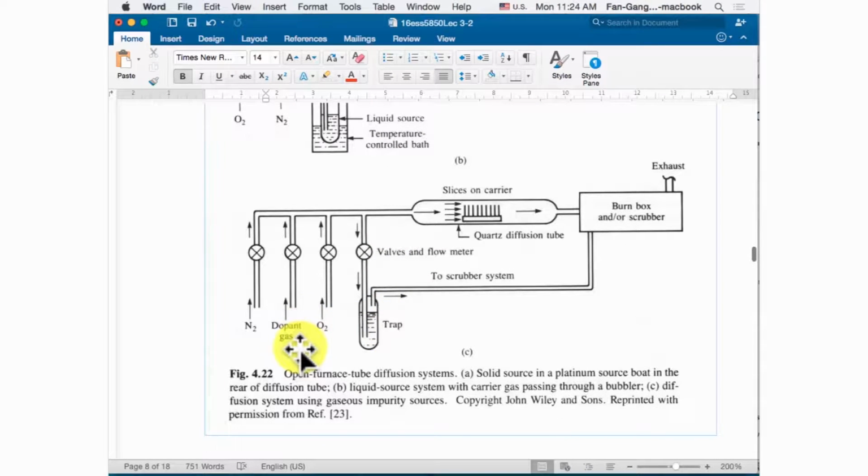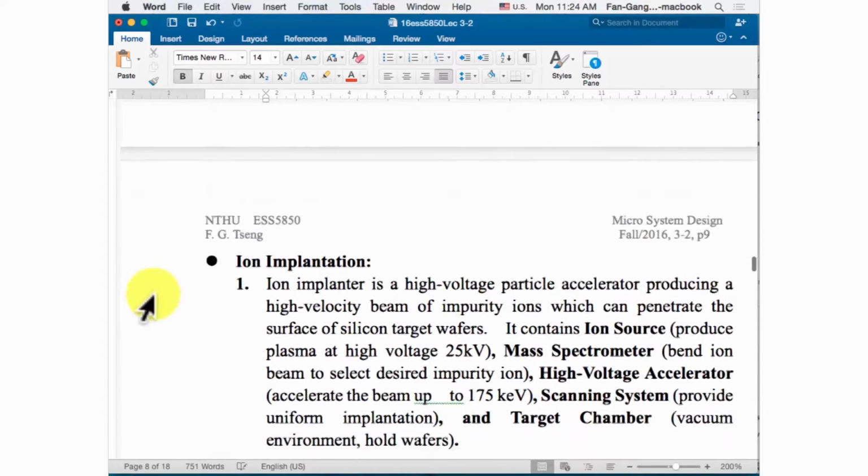And the next one is the gas type. For the gas type, the phosphorus or boron source will be a gas. So we introduce the three gases together into the furnace at a high temperature to do the diffusion process. The diffusion process usually takes a certain time, for example hours, to allow the dopant to get into the silicon substrate. So this is the diffusion process.